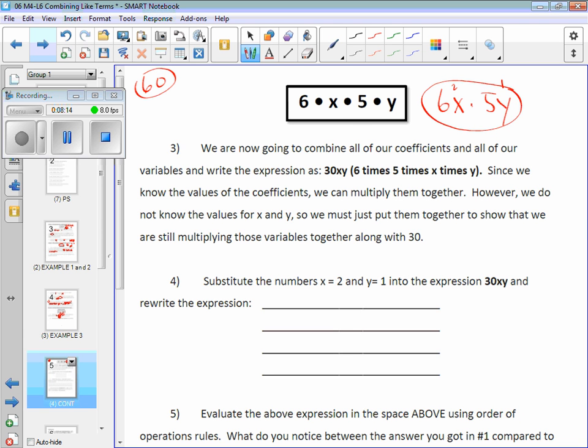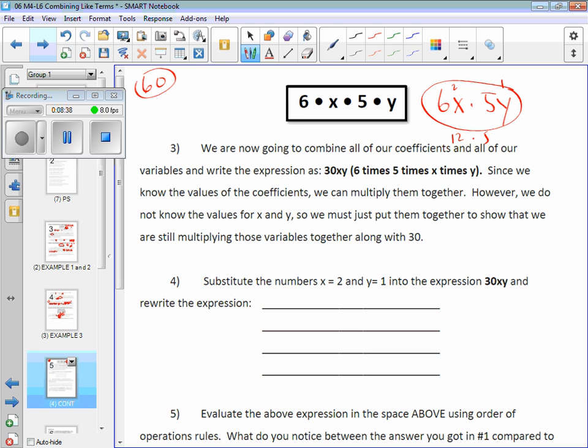What's 6 times 2? 12. What's 5 times 1? It's 12 times 5. So now we know we have to get the same answer as we did. Every time we combine, we get the same answer. We know this is equivalent to this. So far, so good. Ready?